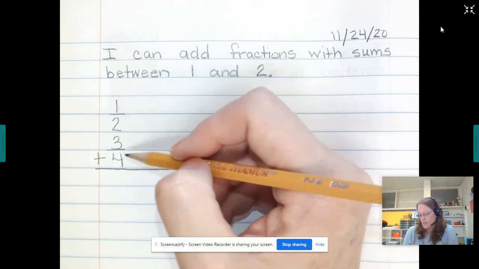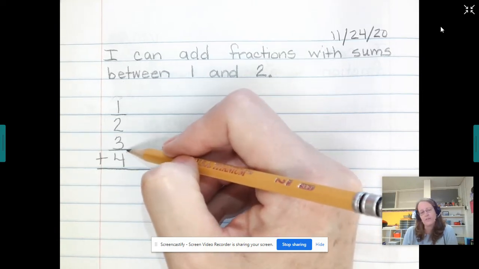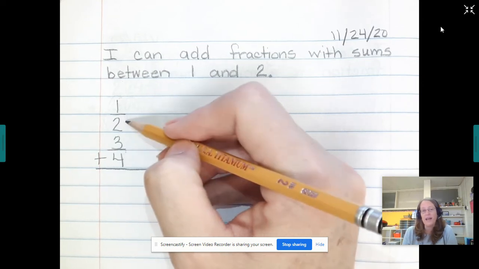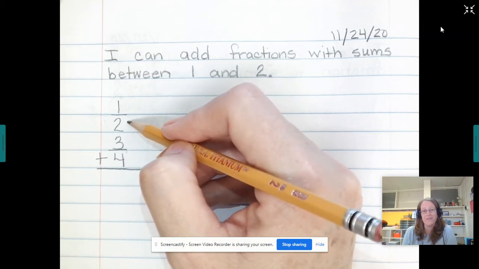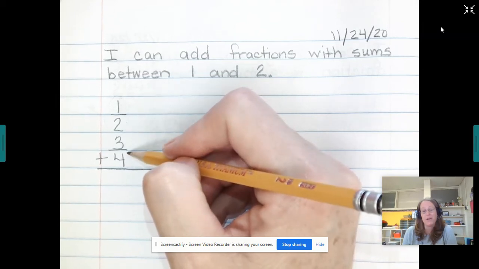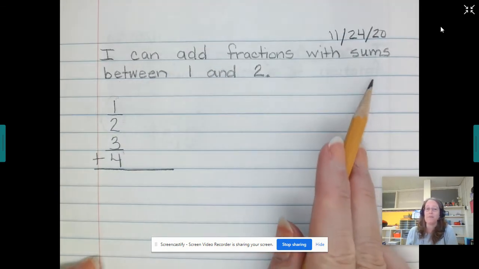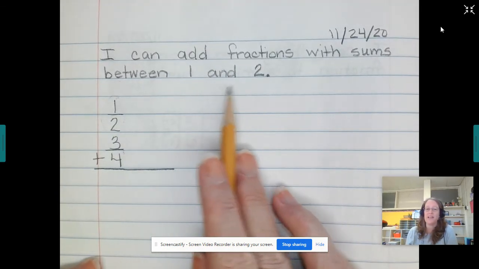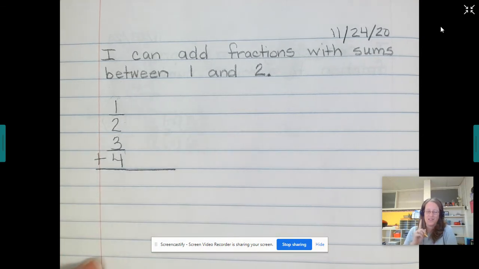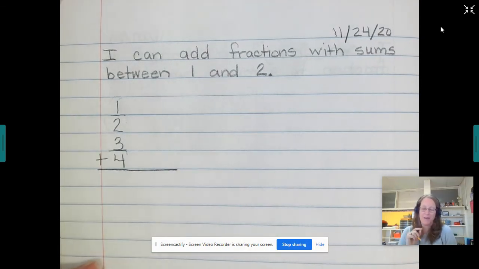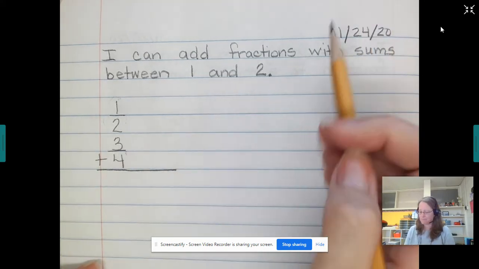So let's look at this fraction 3/4. 3/4 is greater than 1/2. So 1/2 plus a fraction that's greater than 1/2 is going to give me a sum that is between 1 and 2. Let's follow the same adding process and see what happens when we get to our sum.